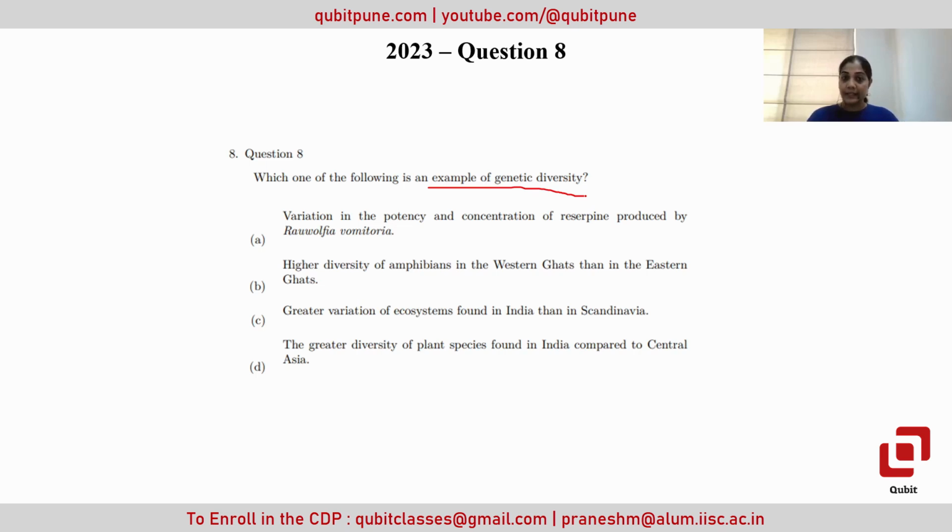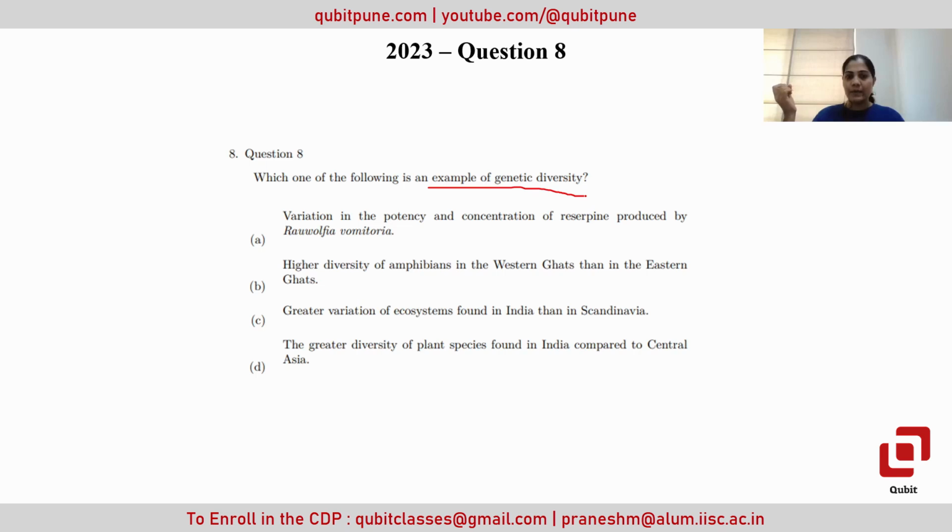Yes, option A is the correct one because the example that we are referring to is talking about genetic diversity. So we have to first find out where the genetic diversity is applicable for the particular statement. B is the higher diversity of amphibians in the Western Ghats than the Eastern Ghats. This is a comparison between two different geographies, so it's an example of geographical diversification.